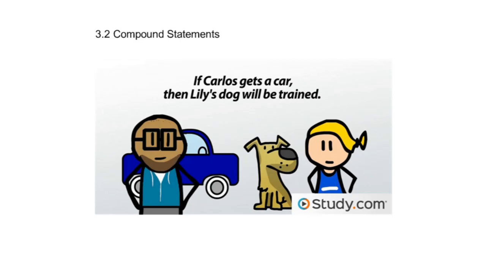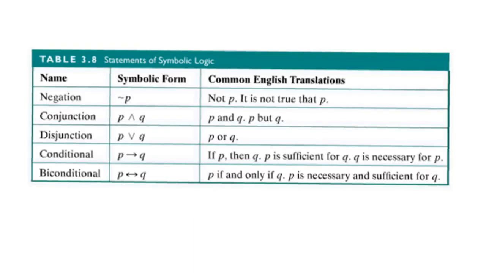3.2 Compound Statements. In this section, we're going to learn how to take simple statements, convert them into some type of symbolic form so that we can interpret them. Let's take a look at this table. Statements of symbolic logic. Now, we learned about negation on the previous section, and we have what is called a tilde in front of that letter P. What that means is not P, or we can also say it is not true that P. Remember, P represents a simple statement.